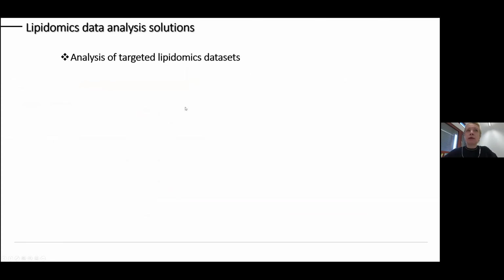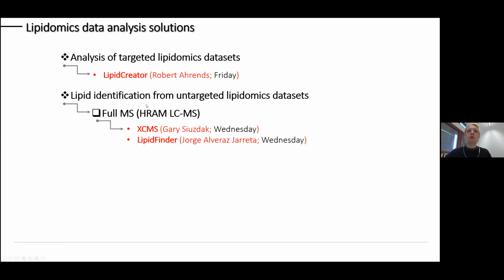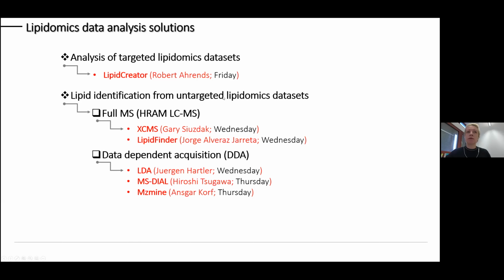So for analysis of targeted lipidomics data, we will have the Lipid Creator software introduced by Robert Ahrends on Friday. This is a tool which is working together with Skyline, and it's very useful for generating your experiments for targeted data acquisition, so MRM and PRM, a lot. Today already we will start with several tools for lipid identification from untargeted lipidomics data using full mass data and different data independent acquisition strategies. And further on, Ni will also talk about more specific applications, for instance, for oxidized lipids.